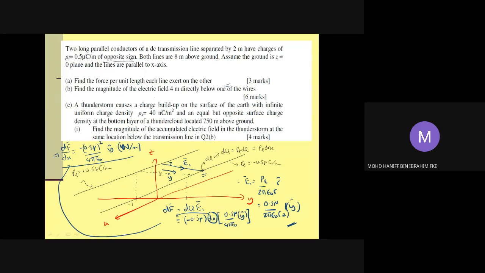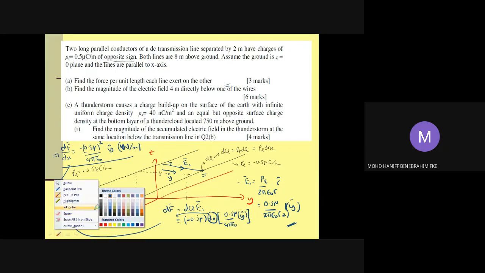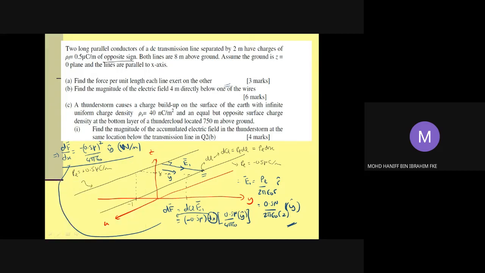Find the magnitude of the electric field 4 meters directly below one of the wires. Okay, let us use another color, a green color. So we have 4 meters directly below one of the wires. Let's say we assume that the point is here.